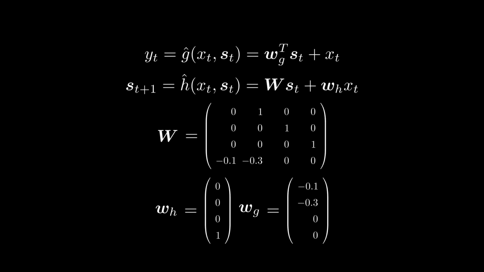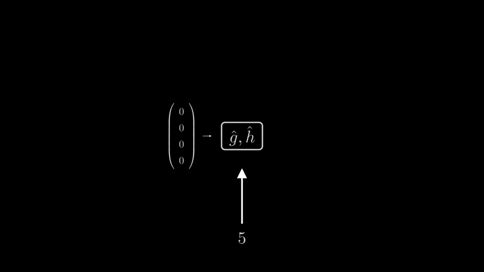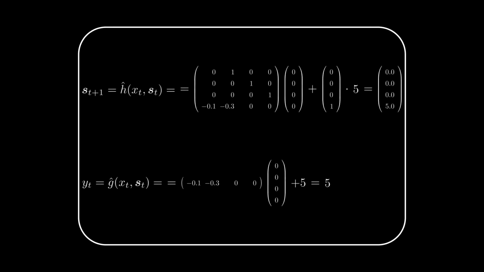Let's assume we are given the following functions g hat and h hat with their respective weight matrices. We start with the first input x0 and initial state S0. We then use g hat and h hat to compute output y0 and state S1.